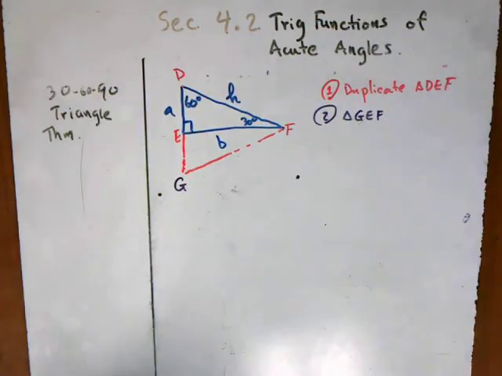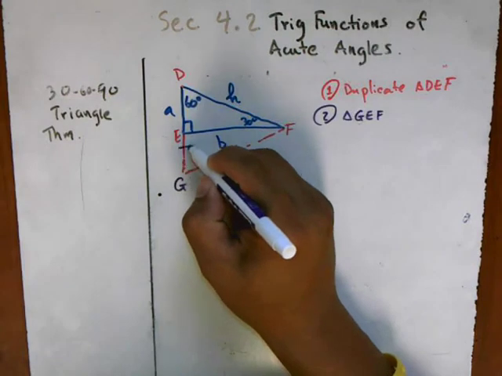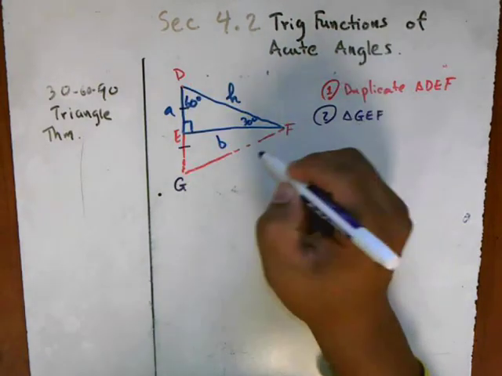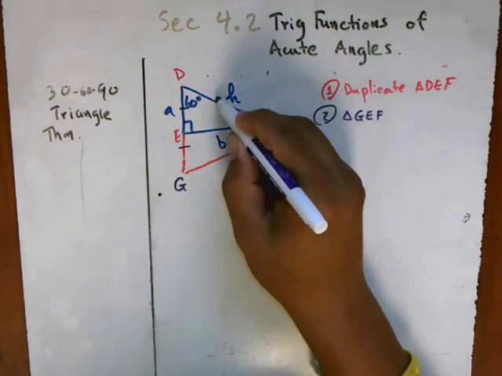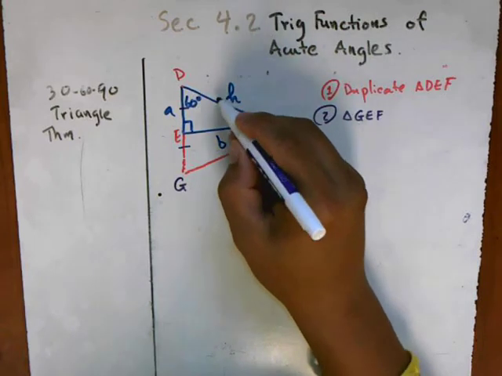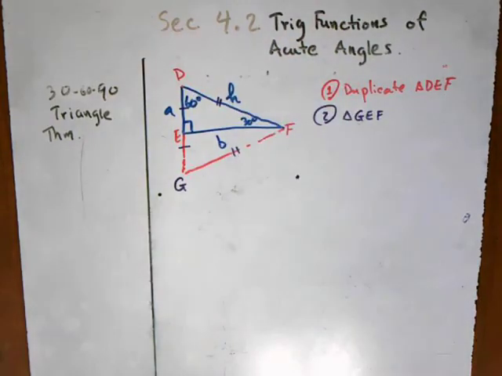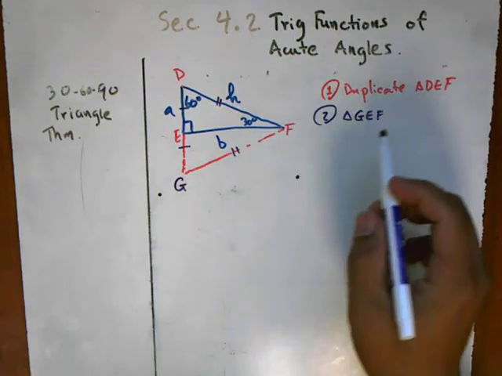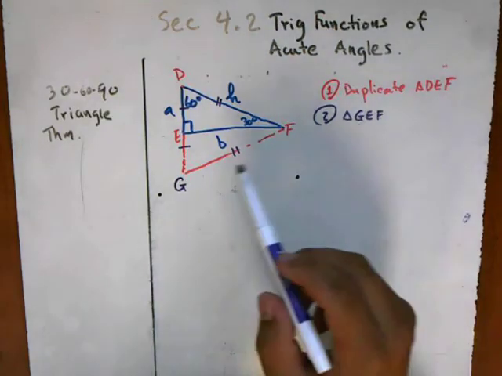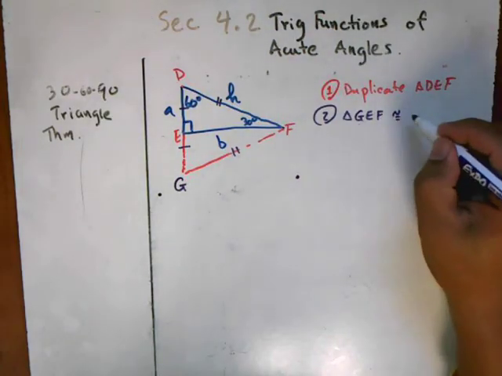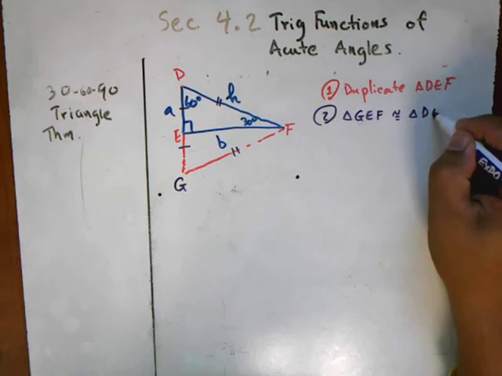Okay, triangle GEF. I'm going to make it so that this segment here is congruent to A, and this segment here is congruent to H. And of course B is congruent to itself. So you can see that by doing this, triangle GEF is really congruent to triangle DEF.